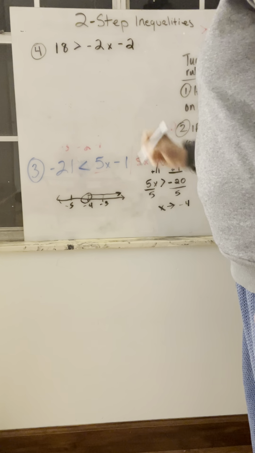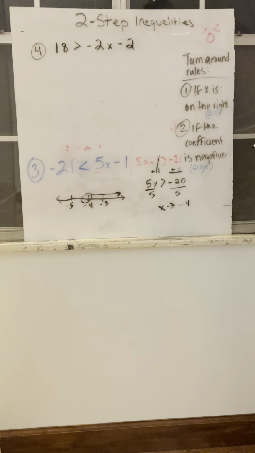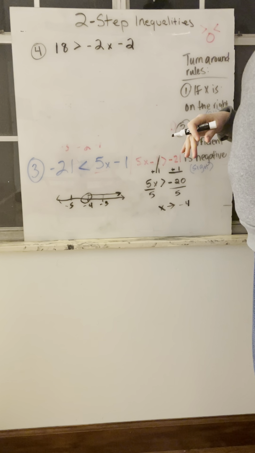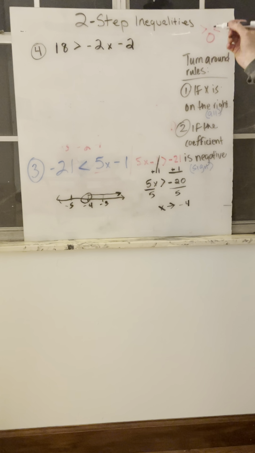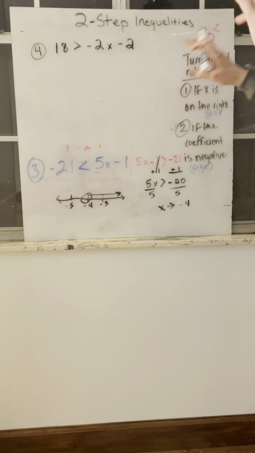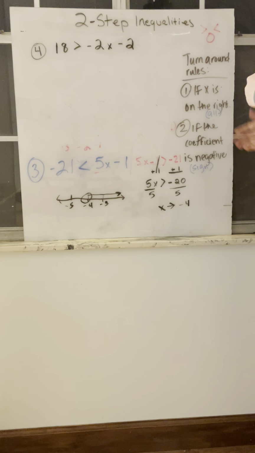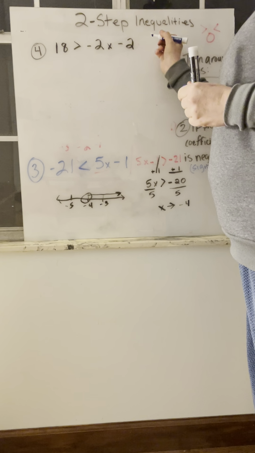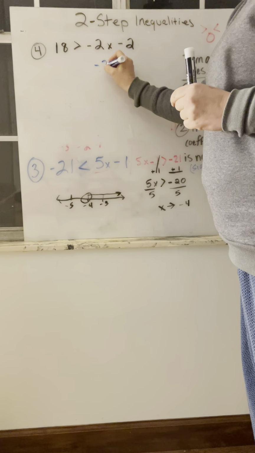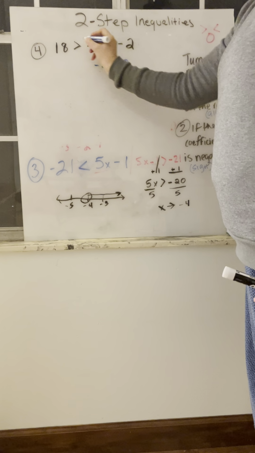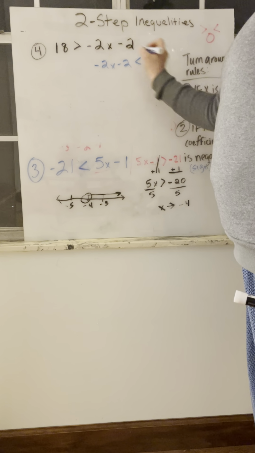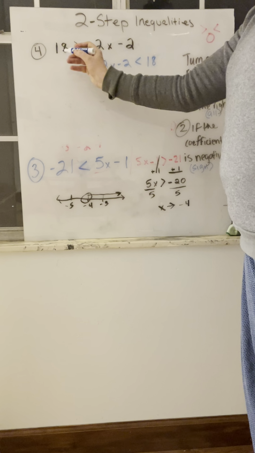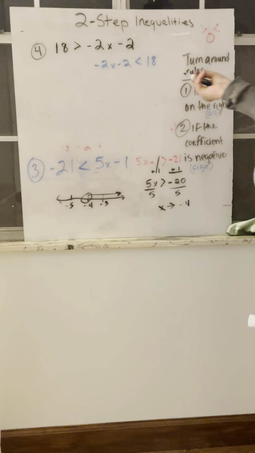minus 2, okay? So here, I know I have to turn it around twice because I've got a negative coefficient and the x term is also on the right side. It needs to be on the left side. First thing I'm going to do is flip the whole thing around. I'm going to move this over here, okay? So, again, 18 is bigger, it's facing this way, so what it's going to look like is this. It will be negative 2x minus 2, and then it's facing this way, right? It flips, is less than 18. Or you read it as 18 is greater than this. It's the same thing, okay?